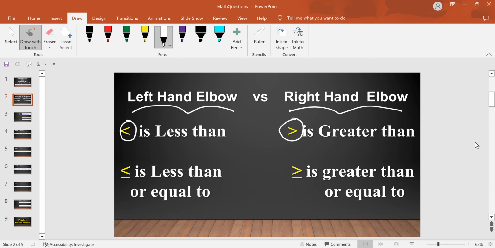Okay, now when they have that little bar underneath, this becomes is less than or equal to, and on the other side we have is greater than or equal to. Let's see in practice how that works.